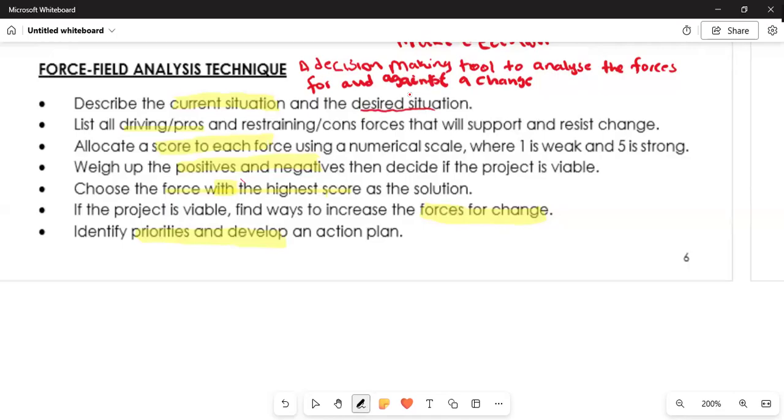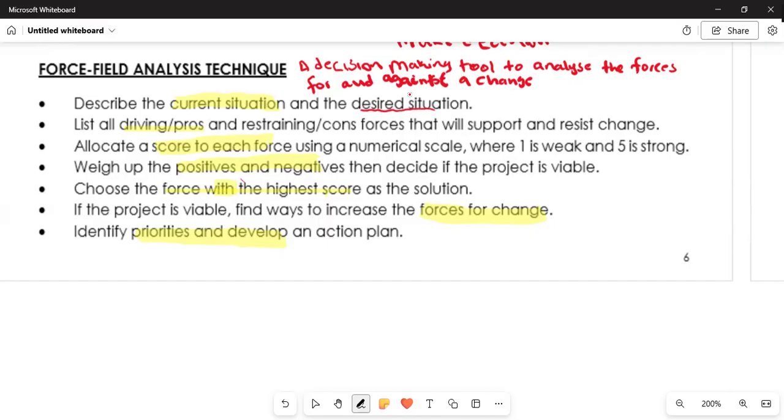So the current situation is that manual labor is slow and error-prone. Remember, our example is that the factory is considering switching from manual labor to automation. So the current situation is that manual labor is slow. But the desired situation is that using machines is going to give faster and more accurate production.